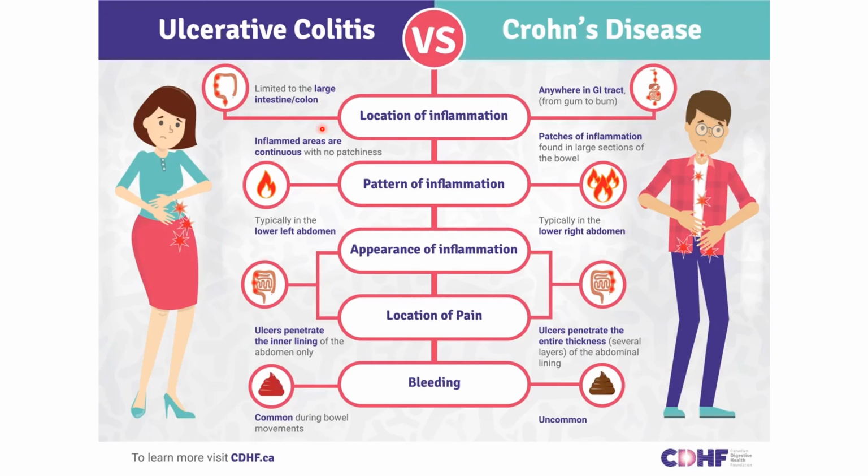In ulcerative colitis, we have inflamed areas which are continuous, and in Crohn's, we have patches of inflammation, or the skip lesions. Ulcerative colitis, you're usually going to feel pain on the left lower abdomen, and in Crohn's, on the right lower abdomen. In ulcerative colitis, the ulcers penetrate the inner lining only, so the mucosa and the submucosa, while in Crohn's, it is a transmural inflammation. And ulcerative colitis commonly has bloody diarrhea, while in Crohn's disease, that is less common.